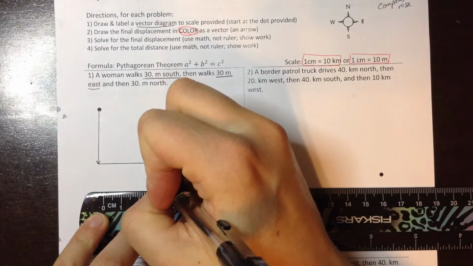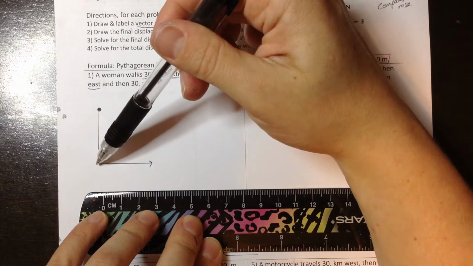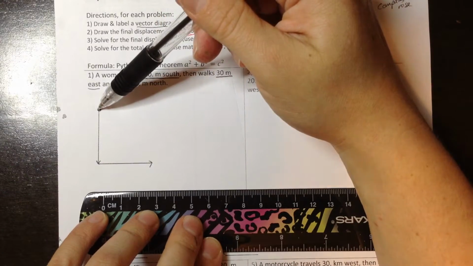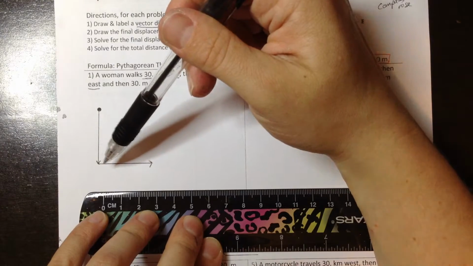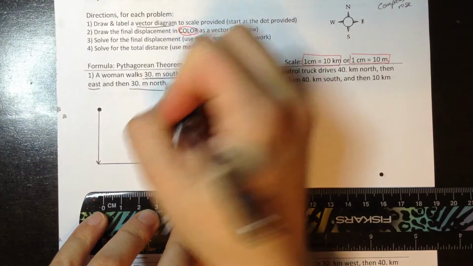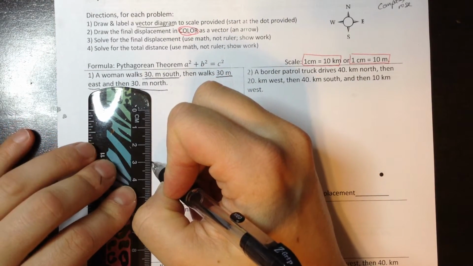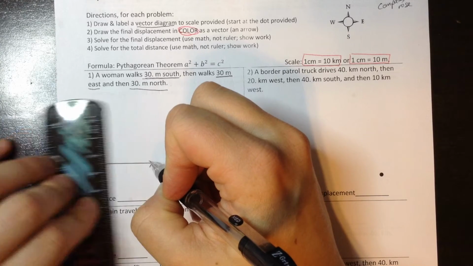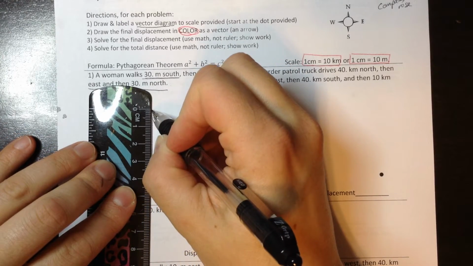Now notice, this is a woman walking, so she walks 30 meters south and then 30 meters east. I didn't go back to the starting place and then go 30 meters east. That doesn't make any sense, because she's down here, and now she's going to go east. And then she's going to go 30 meters north. From the point where she is now, she's going to go 30 meters north. So we've got 10, 20, 30 north.